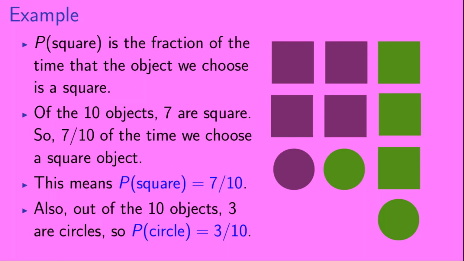P of square is the fraction of the time that the object we choose is a square. Of the 10 objects, 7 are square. So 7/10 of the time we choose a square object. This means that P of square is equal to 7/10. Also, out of the 10 objects, 3 are circles, so P of circle equals 3/10.